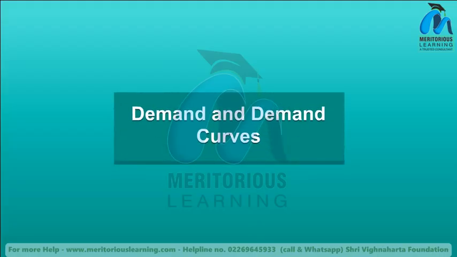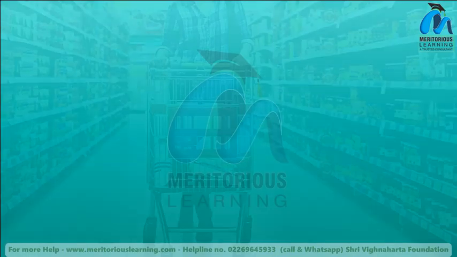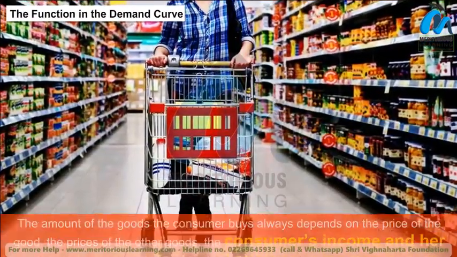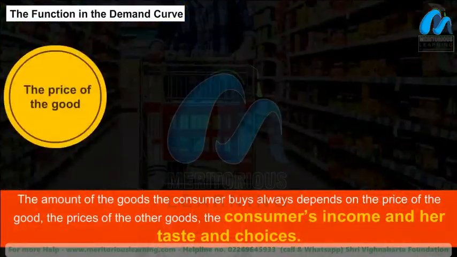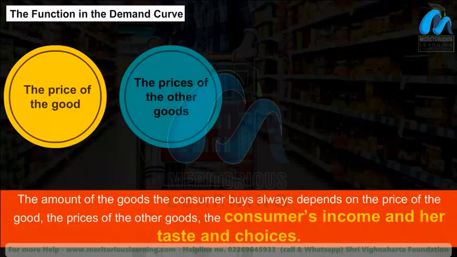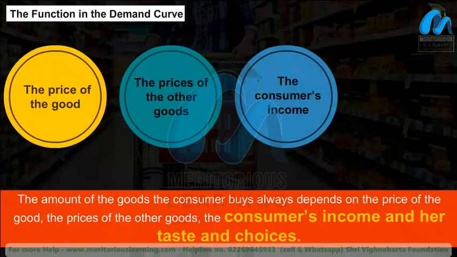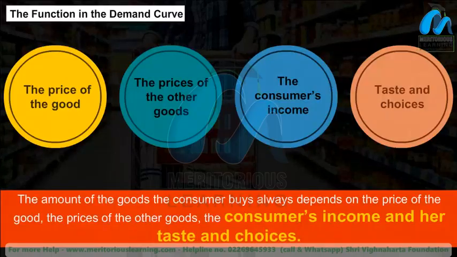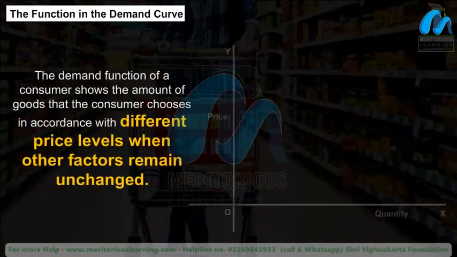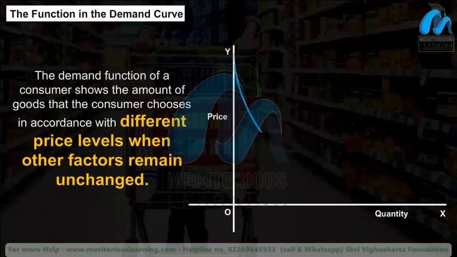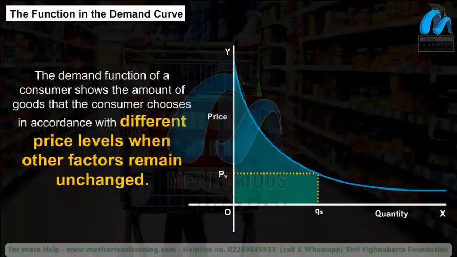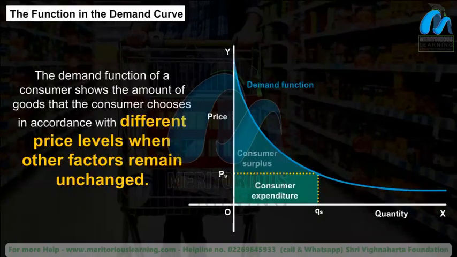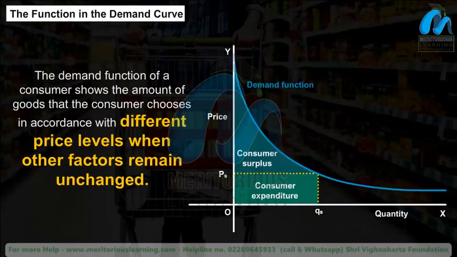Demand and demand curves. The function of the demand curve. The amount of the good the consumer buys always depends on the price of the good, the prices of the other goods, the consumer's income, and her tastes and choices. The demand function of a consumer shows the amount of the good that the consumer chooses in accordance with different price levels, when other factors remain unchanged.